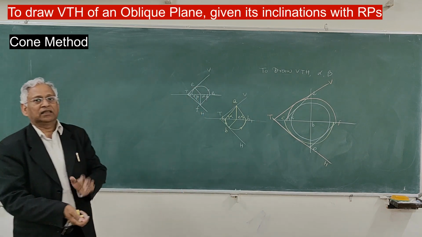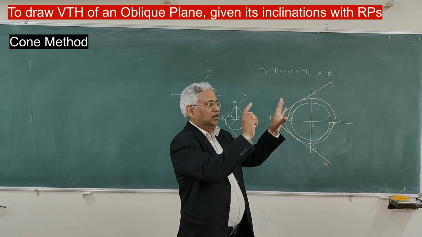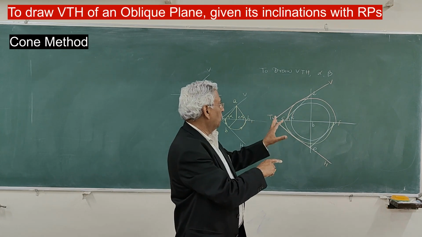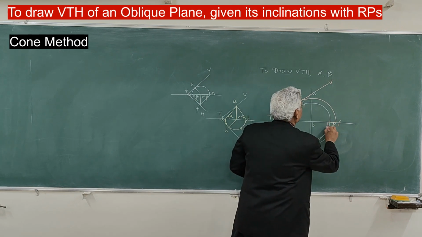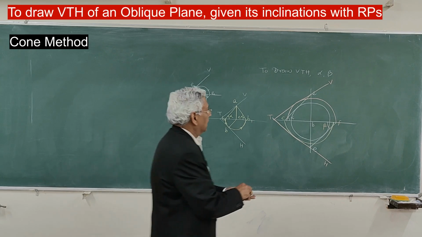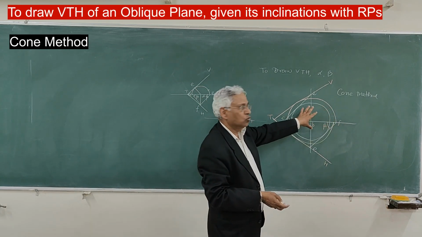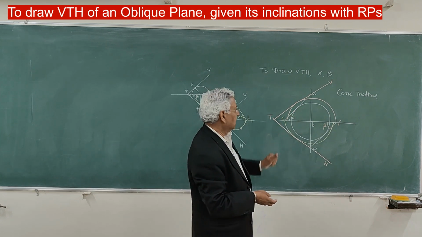That is the method of locating traces when alpha, beta are known. This is beta. Okay, this one is beta. This is called the cone method. So here you are considering two cones, one in the horizontal plane, one in the vertical plane.